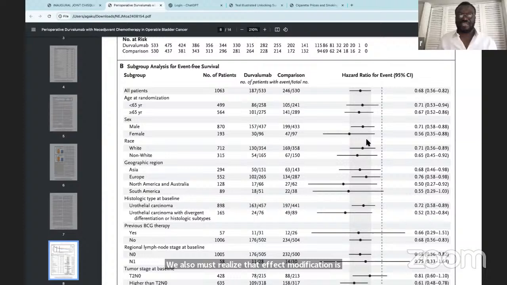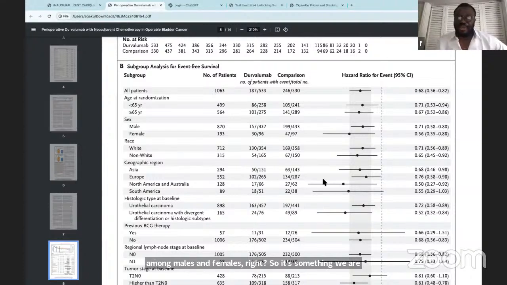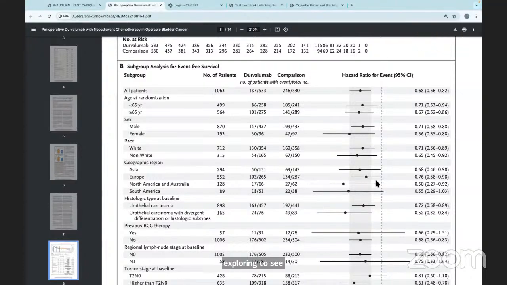Now, we also must realize that effect modification is something that we want to see. It's a desirable thing. We are hypothesizing that maybe there's a biologic mechanism where this treatment works differently among males and females, right? So it's something we are exploring. Now, when we are doing that, what should we be aware of?